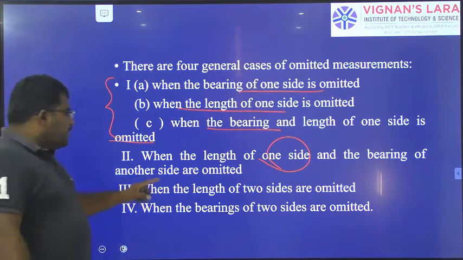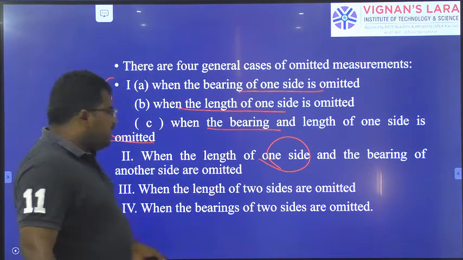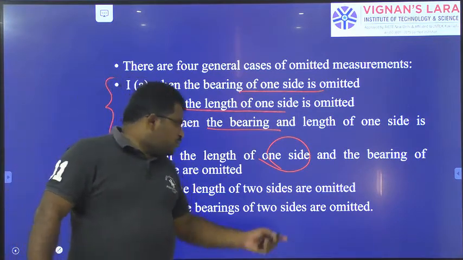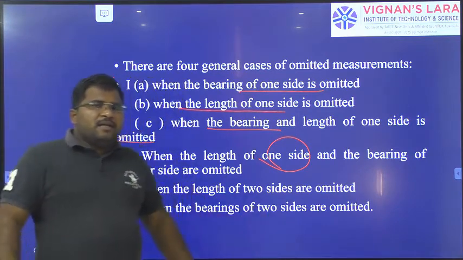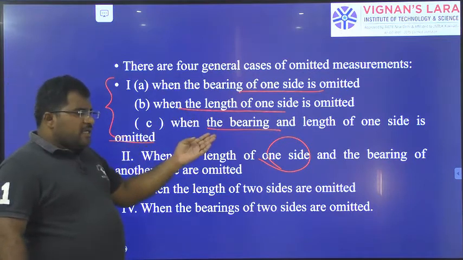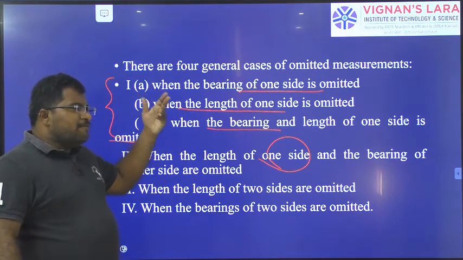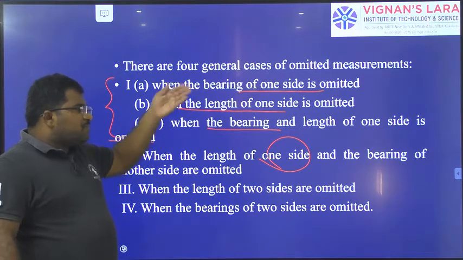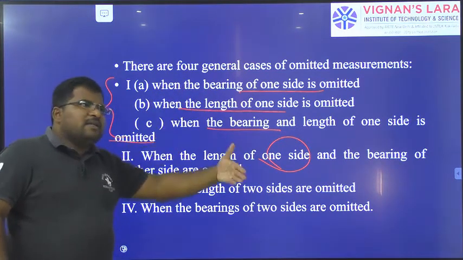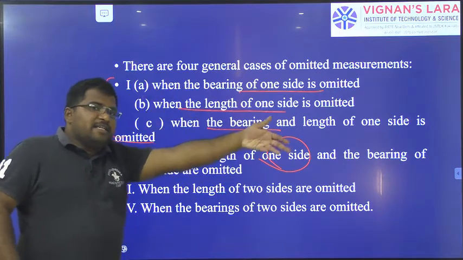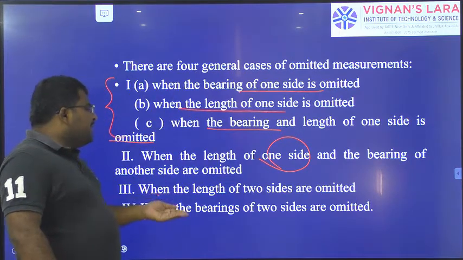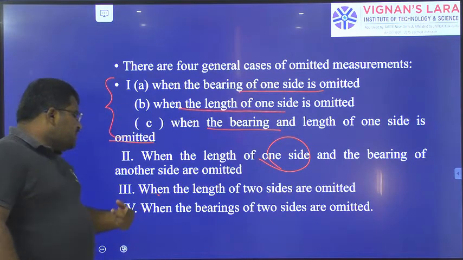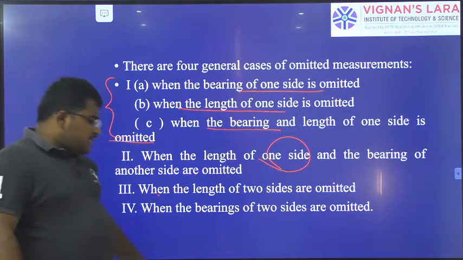Then third case, when the length of two sides are omitted, and fourth, when the bearings of two sides are omitted. So first case is only one side length or one side angle, or one side length and angle is missed. In the second case, the length of one side and angle of another side is missing. Third case, when the length of two sides are omitted. And fourth case is when the bearing of the two sides are omitted.